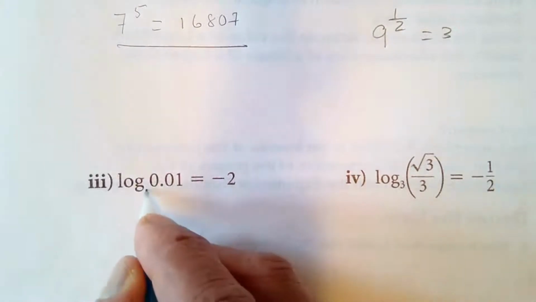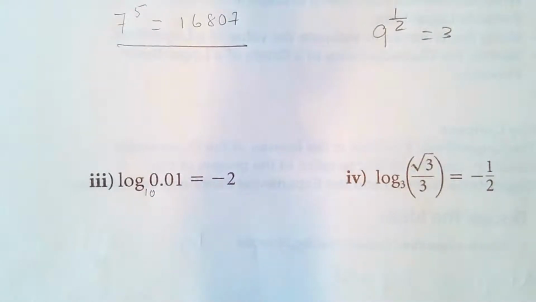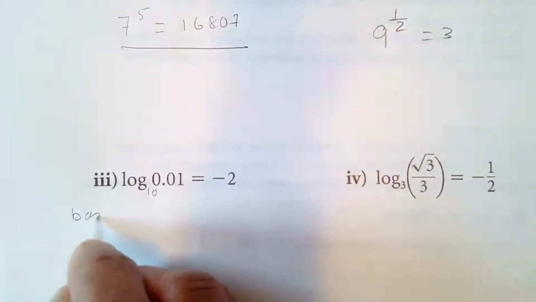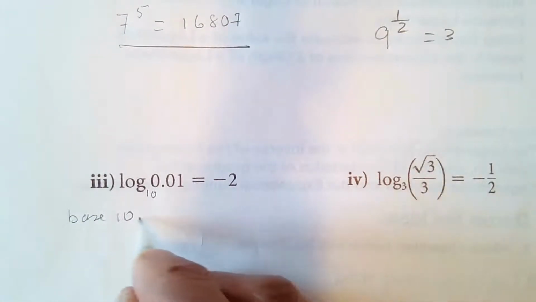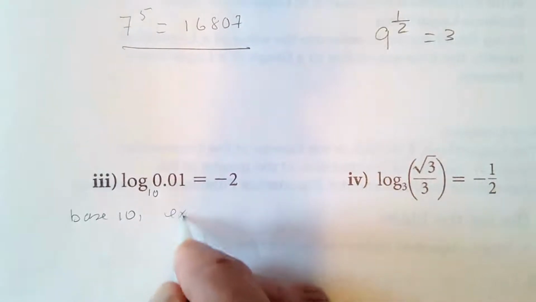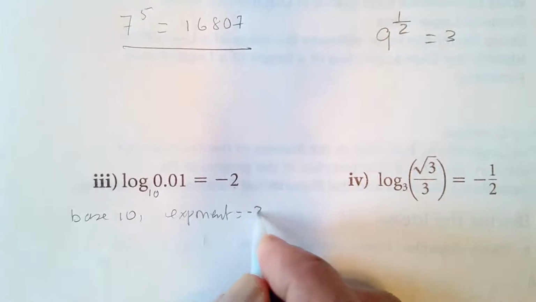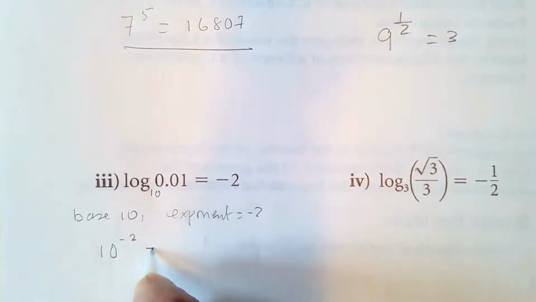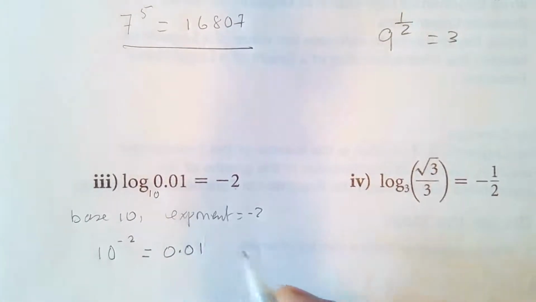As I mentioned, if no base is written, it means 10. So in this case, the base is 10. The exponent is negative 2. So we'll have 10 to the negative 2 is equal to 0.01.